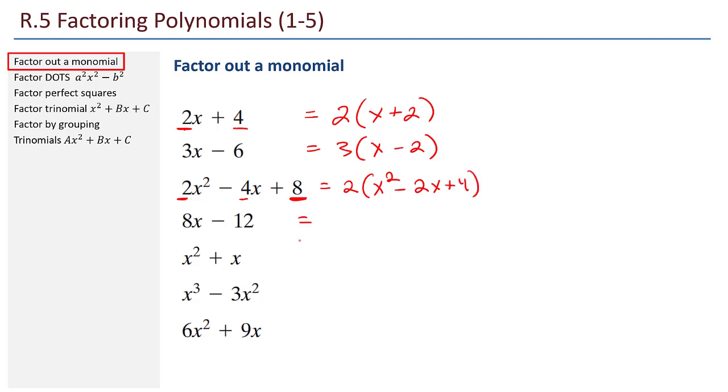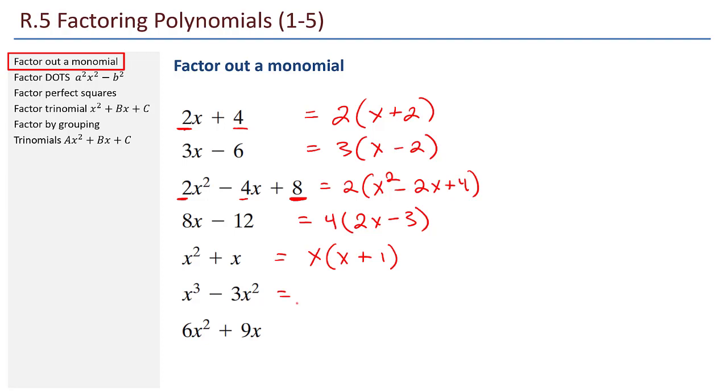What's the next one? Can I factor out an 8? No, not an 8, but maybe a 4. 4 times 2x minus 3. How about this guy? Well, there aren't any numbers I can factor out, but there is a factor of x that's common to both terms. So x times what? How about x plus 1?